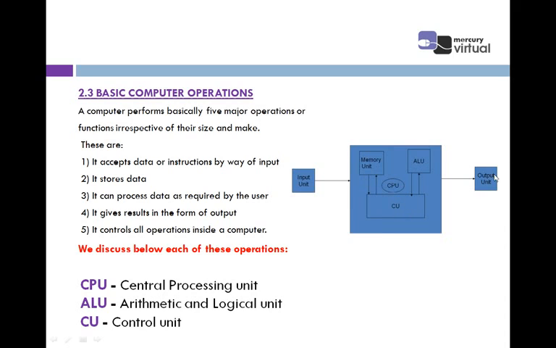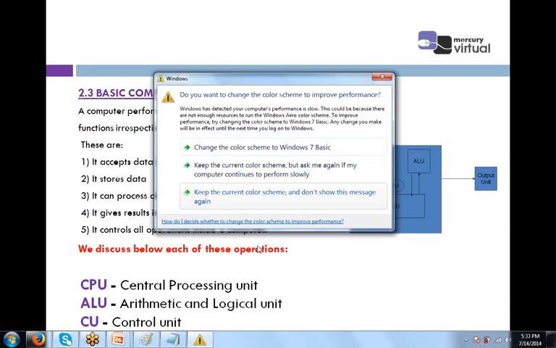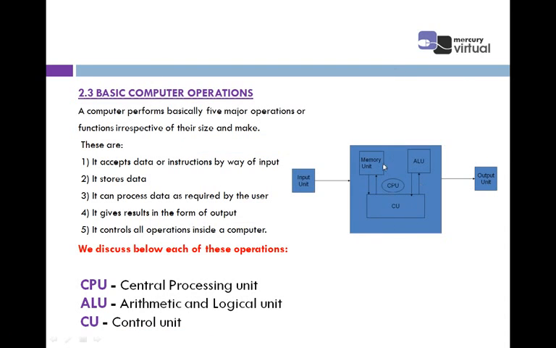Then at last there is the output unit. Output unit is basically used for giving the output. That is your fourth point. It gives results in the form of output, that is monitor, printer, projector. All these are the basic output devices. So this diagram shows the basic computer operation. First of all, input is given, means data is given. Then processing takes place by the CPU, and then at last output is given by the output unit. So data comes here, here processing, here information.